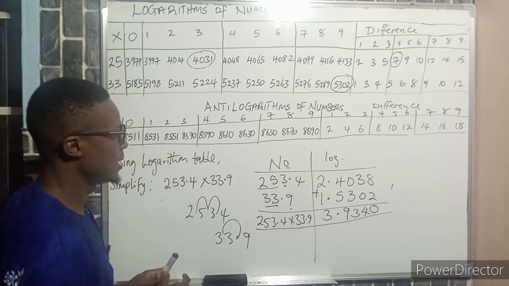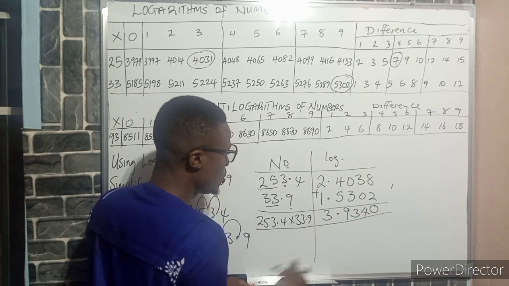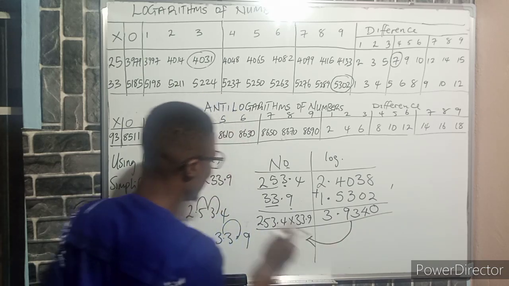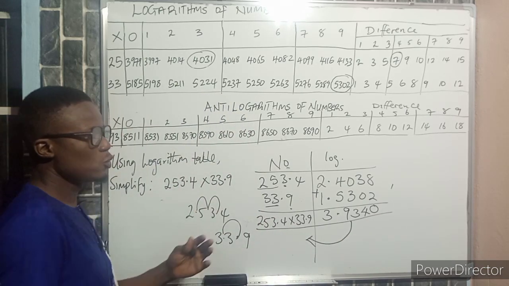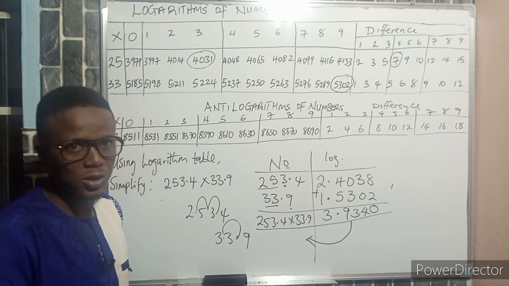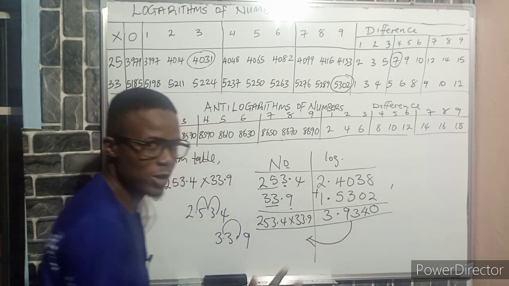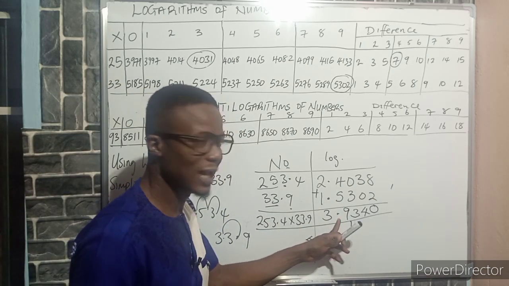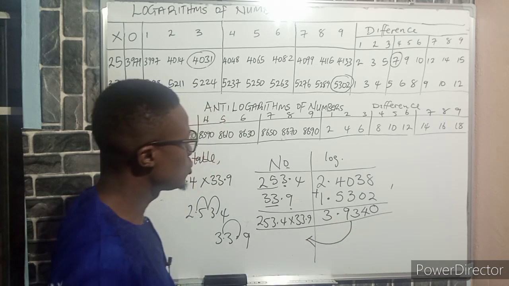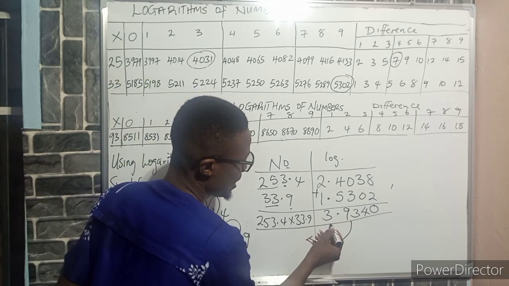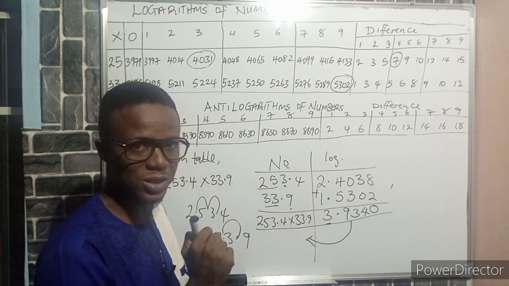But if you need to get the answer, because this is a logarithm number, we need to bring it back to ordinary number to know the value of this multiplication. Therefore, you take what we call anti-logarithm. When you are done with every simplification you are doing, at the last stage, you need to take the anti-logarithm of the number. And to take the anti-logarithm, neglect the characteristics, which is 3.